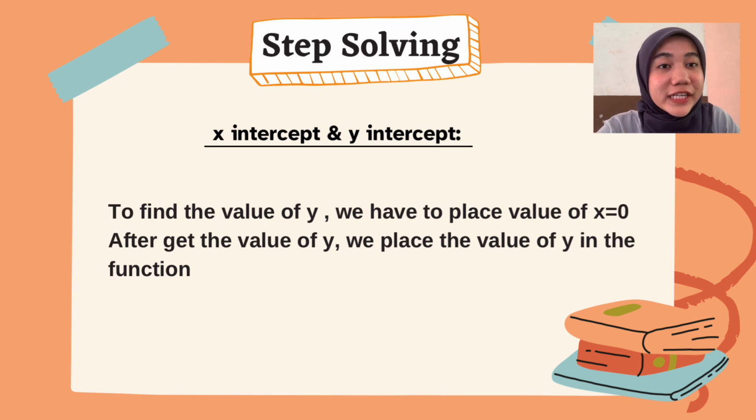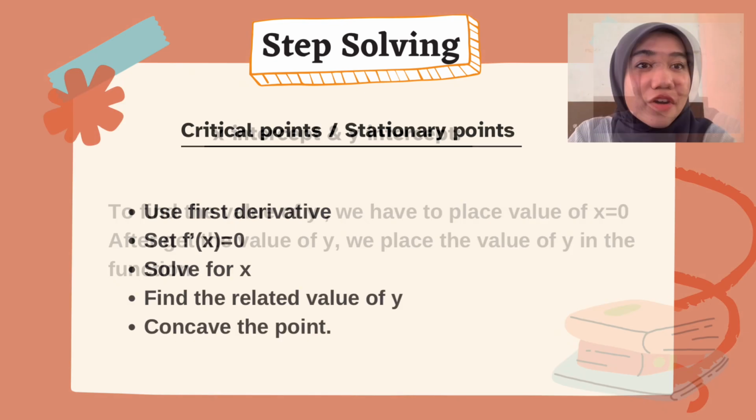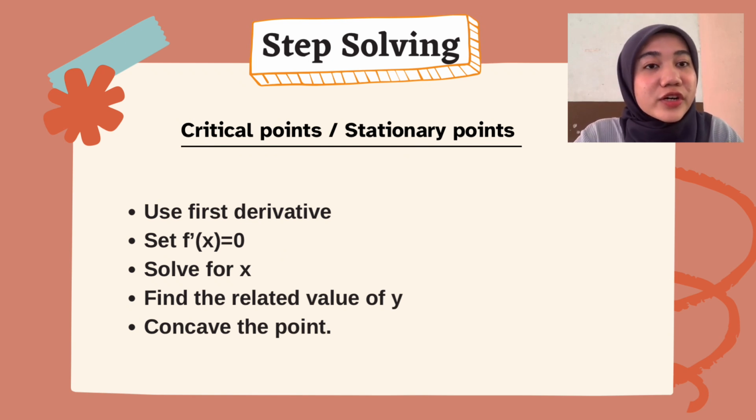Firstly, for finding the x-intercept or y-intercept, we usually need to find the value of y by replacing the value of x with 0, so that after we get the value of y, we could substitute it into the function. For the critical point or stationary point, first we need to find the first derivative, then set f'(x) equal to 0 and solve for x, then find the related value of y, and lastly we need to conclude the point.